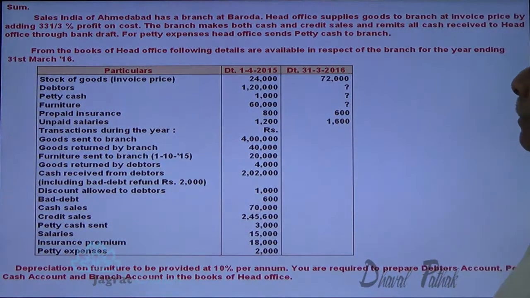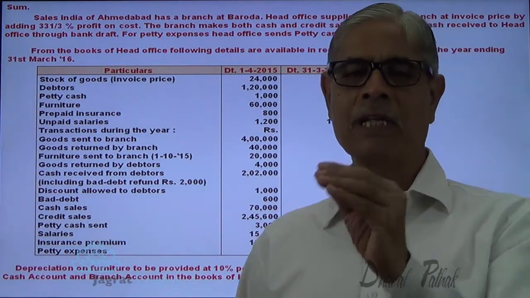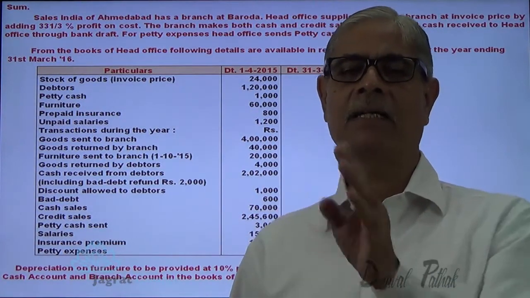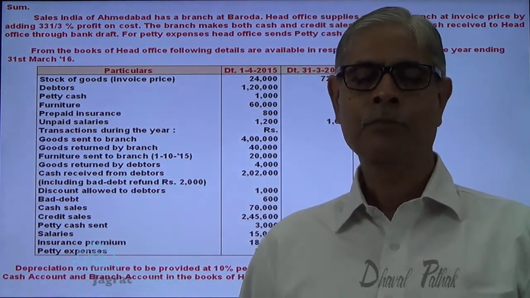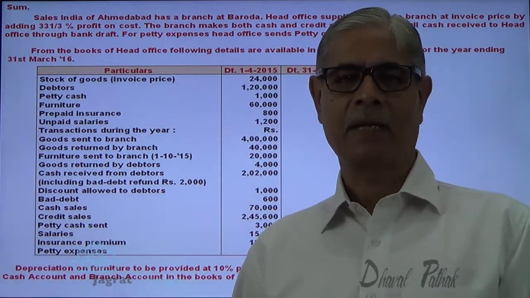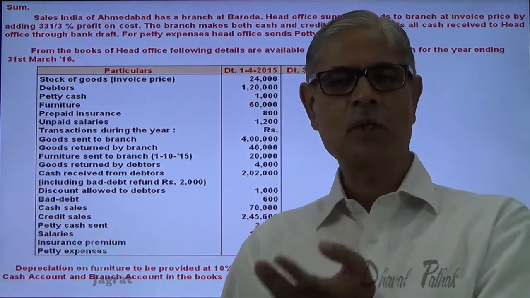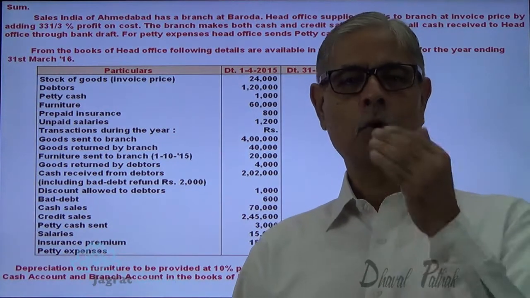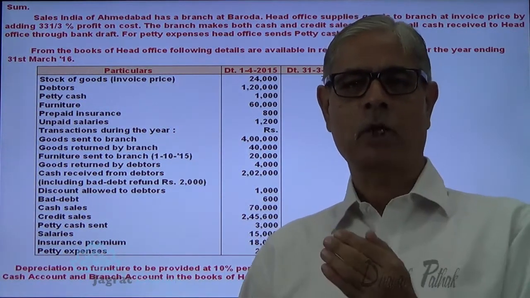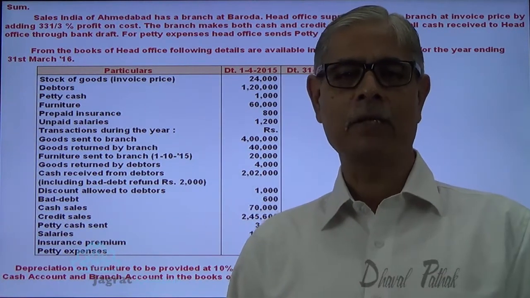Sales India of Ahmedabad has a branch at Baroda. Head office supplies goods to the branch at an invoice price by adding 33 and 1/3% on cost. So goods are sent to the branch not at cost but at an invoice price. How to take care of it if the goods are sent at an invoice price? If the goods are sent at an invoice price, stock is also always valued at an invoice price. So opening stock is at an invoice price, closing stock is also at an invoice price, and goods returned are also at an invoice price.